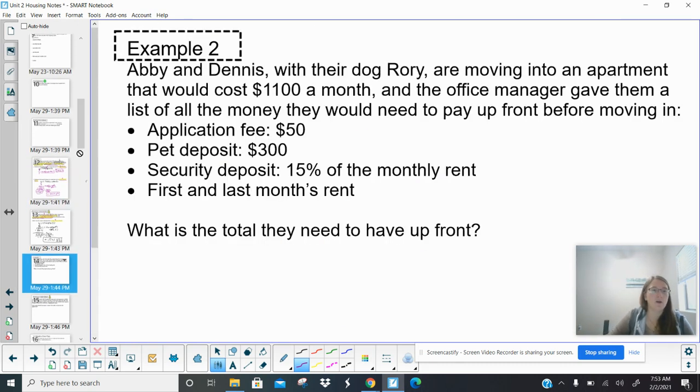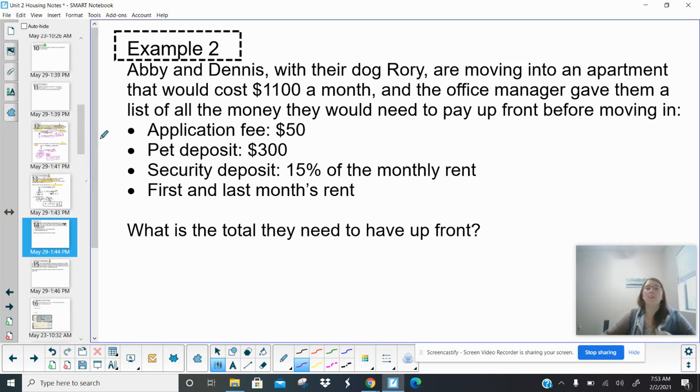So this topic now is talking about the upfront costs. That's what they say right here. So go ahead and read this. Abby and Dennis, with their dog Rory, these are actually friends of mine, are moving into an apartment that would cost $1,100 a month. And the office manager gave them a list of all the money they would need to pay upfront before moving in. So again, guys, this is what it means by upfront. You have to pay that money and then you get the apartment.